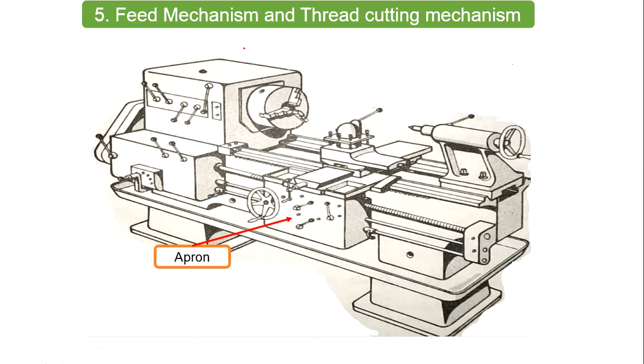Then we have the last part of the lathe machine, that is the feed mechanism and the thread cutting mechanism. Now these 2 mechanisms are built inside this part of the carriage, that is called the apron. So we have the feed mechanism with the help of this feed rod.